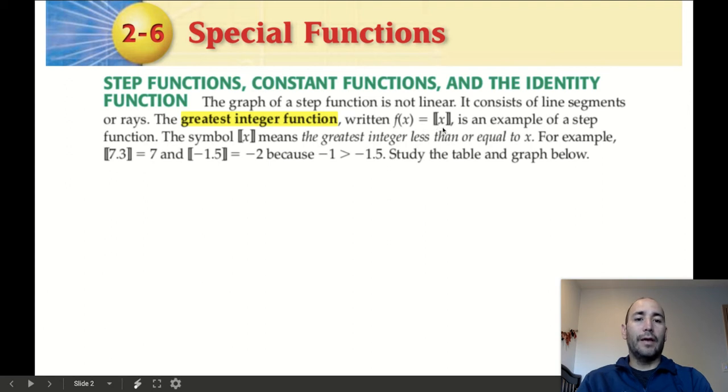The greatest integer function is written as f of x equals the greatest integer of x. These special symbols, which almost look like two brackets together, are an example of a step function. Keep in mind that these symbols on the outside are known as the greatest integer function. For example, what's the greatest integer of 7.3? That's 7. What's the greatest integer of negative 1.5? That's negative 2. Basically, you're always rounding down to the next greatest integer value.